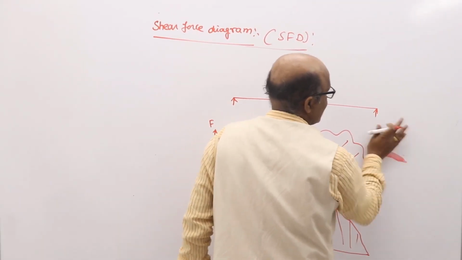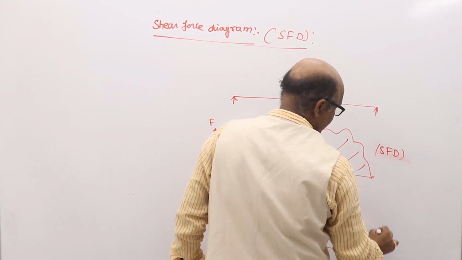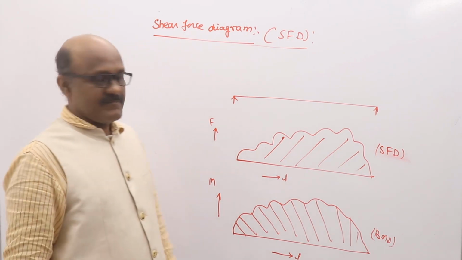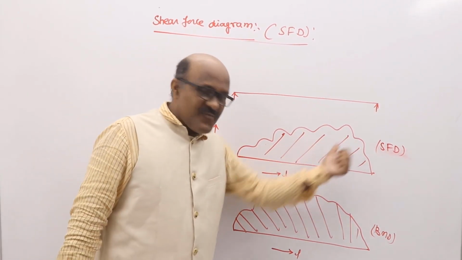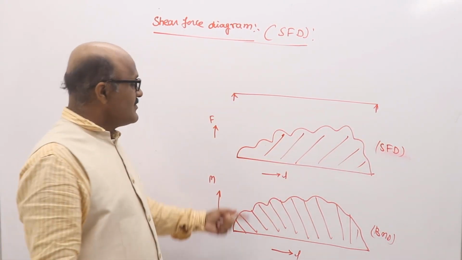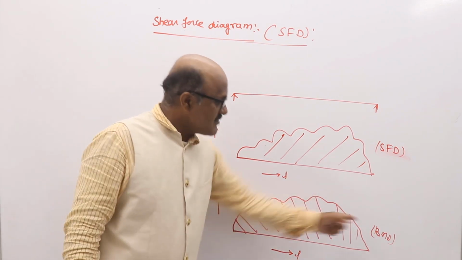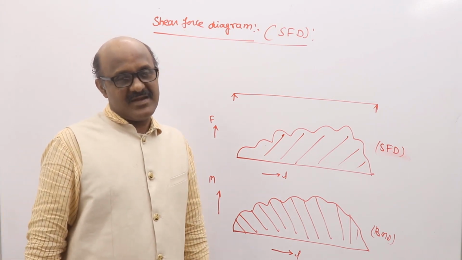Sorry, this is the shear force diagram, my dear students. This is the bending moment diagram, my dear students. The graphical representation of variation of shear force along the length of the beam is called a shear force diagram. The graphical representation of variation of bending moment along the length of the beam is called a bending moment diagram, my dear students.